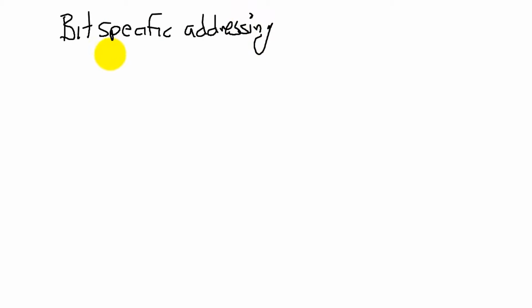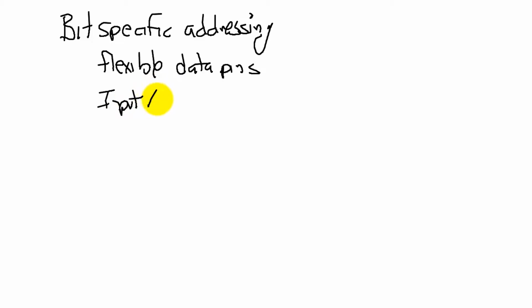Bit-specific addressing is a flexible way to access the data pins. And we're going to use it for input and output. Bit-specific addressing is only used for the data register. So that's what it is.